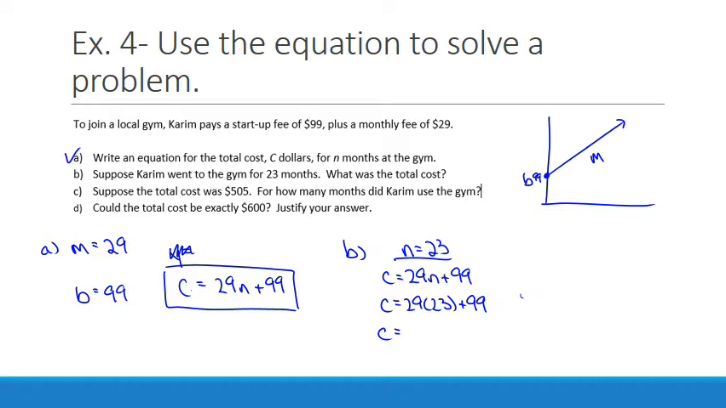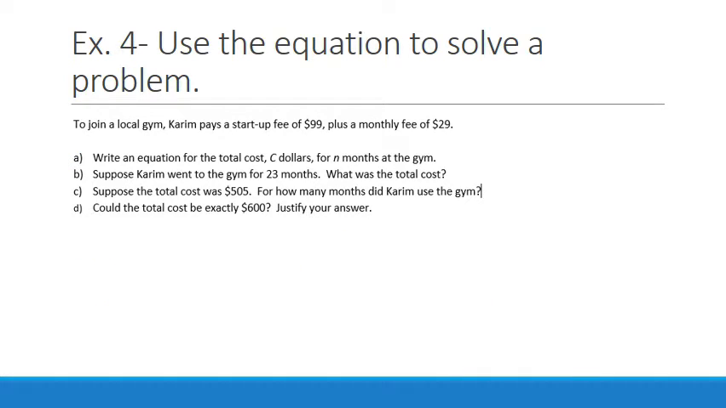C is then going to equal 667 plus 99. So then the cost is going to be equal to $766. Again, so once we have the equation, we can find anything we need to find. Let's write this out again.